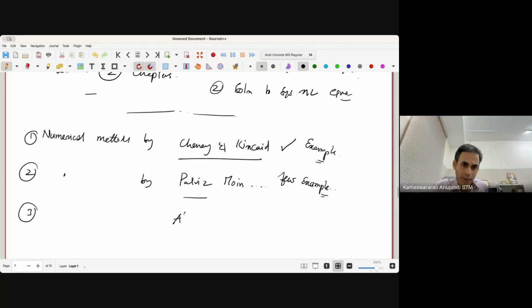There is also a book by Atkinson, and I taught some theory from Atkinson. This is Numerical Analysis or something. But Atkinson's book is more from a mathematics point of view rather than a numerical point of view. So it also has some examples. Yeah, you can pick up this book too. But Chinne and Kincaid might be the better first one you would choose.